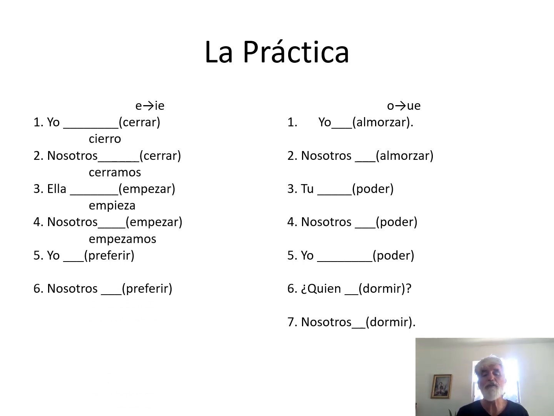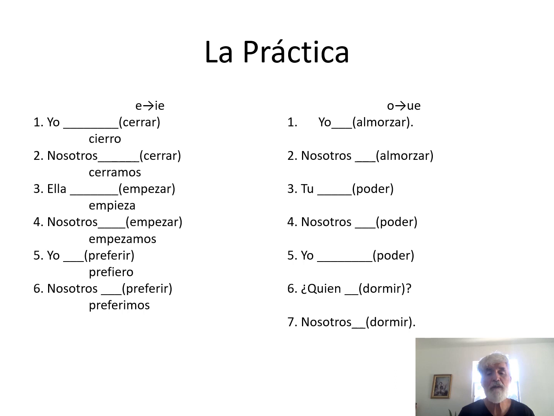Let's take a look at the verb preferir. It has two E's in the stem. Okay, but let's go back and look at it. Will there be a stem change with yo? I want to say I prefer. Yes, there always is a stem change with yo. So now where will it be? It'll be in the second E. So yo prefiero. What about nosotros? We prefer. Will there be a stem change? No, there never is a stem change. So it'll be nosotros preferimos.